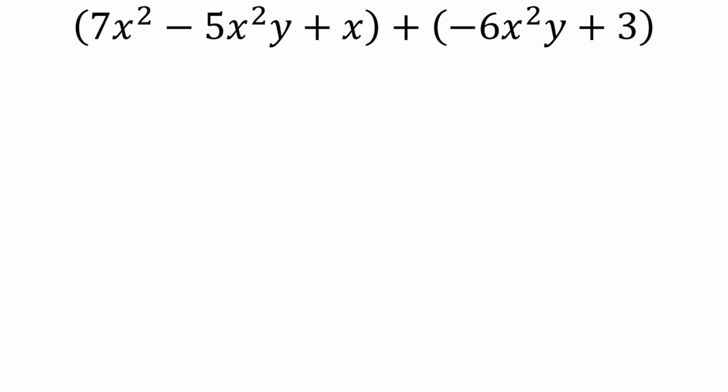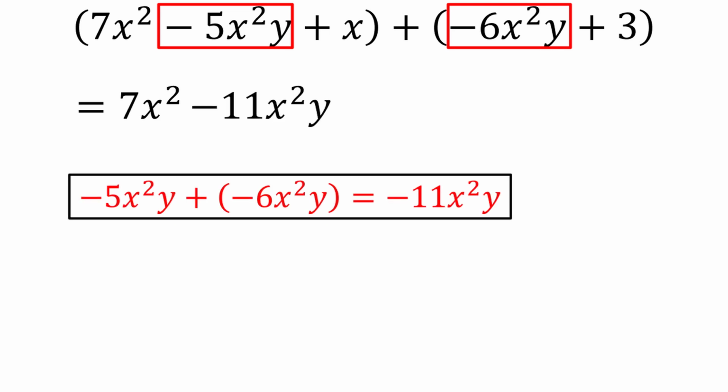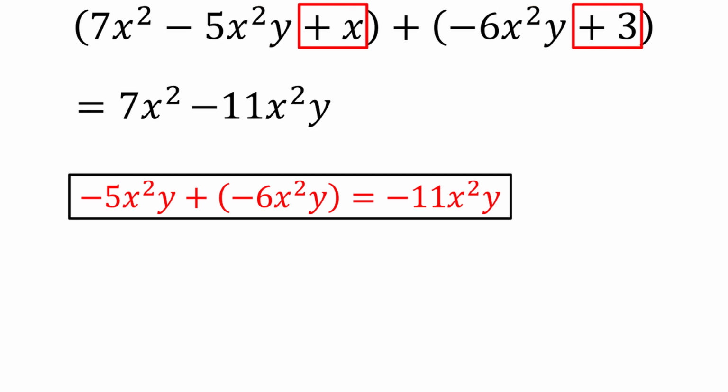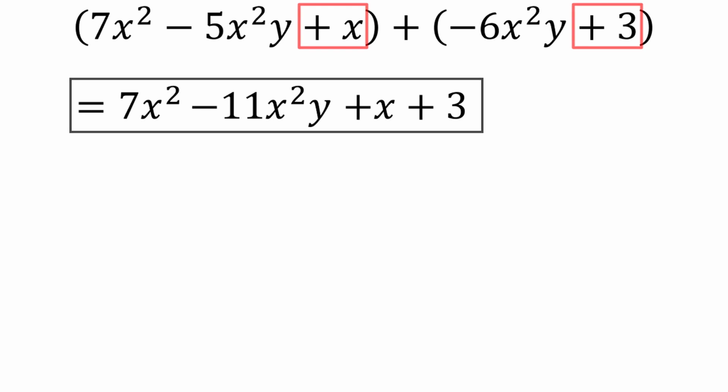We only have one term that has x to the second power, which is 7x squared, so we can list that first. Notice these two terms both have x squared y as their variable combination, so we can combine them. Negative 5x squared y plus negative 6x squared y is equal to negative 11x squared y. We only have one x and one constant term of 3, so we can just copy those down. Altogether, we have 7x squared minus 11x squared y plus x plus 3.